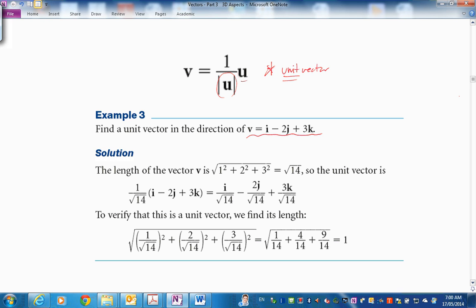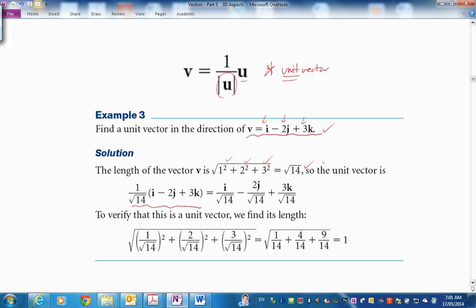Let's have a look at it. So let's take this one. What is its length? Well, the components are 1, negative 2 and 3. So the length is the square root of 1 squared plus 2 squared plus 3 squared, which we've just established up there, root 14, just another Pythagoras on the end. And therefore the unit vector is 1 root 14th of that.